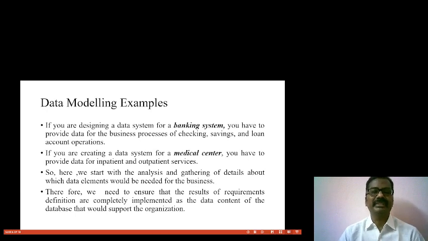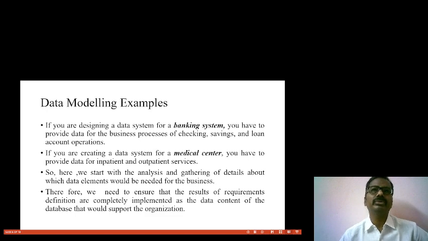And here are some examples. Just now I have discussed the banking system. For example, if you are designing the data system of a banking system, you have to provide the data for the business process of banking. What are the various business processes?